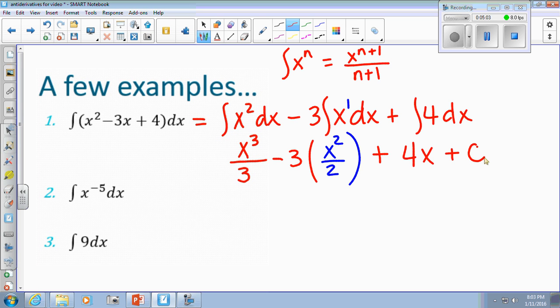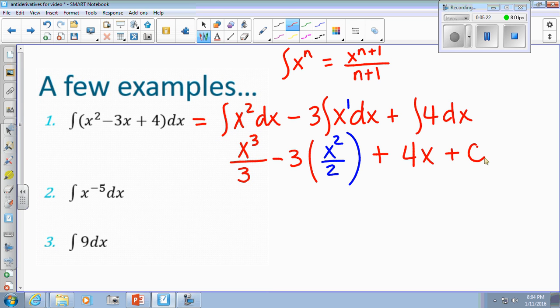Okay, so all constants would end up dropping out of the derivative. Well, when I'm integrating back, I need to recognize the fact that there could have been a number there. And later on, we'll talk about how to find out what that number is, or if there was a number, for certain problems.